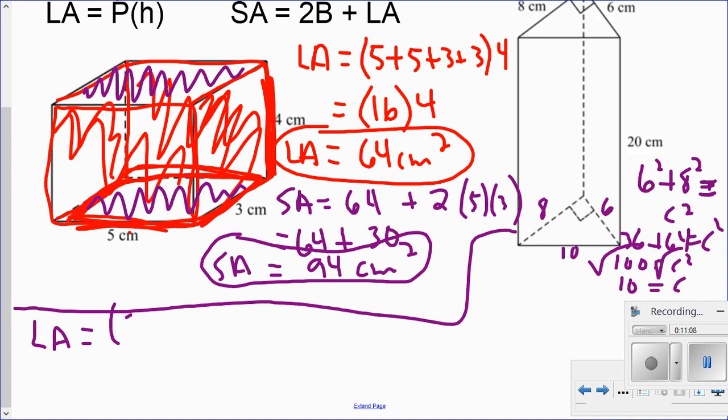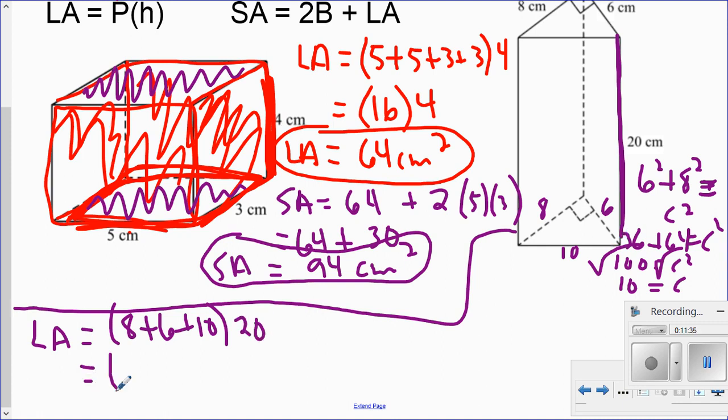So the perimeter is going to be 8 plus 6 plus 10. Remember, lateral area is the perimeter of the base times the height of the prism. So the height of the prism is the edge that connects the two bases, so the two triangular bases. That edge has length 20. So I'm going to multiply the perimeter of the base times the height of the prism, which is 20.